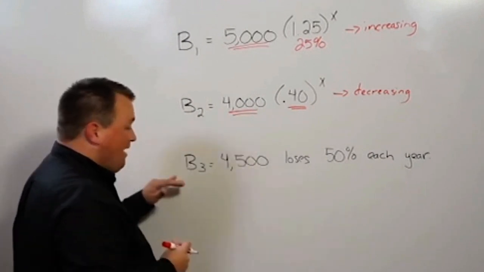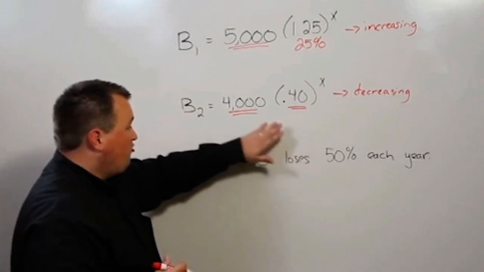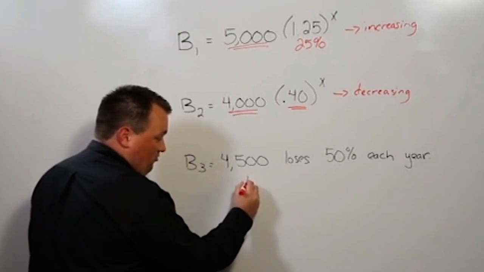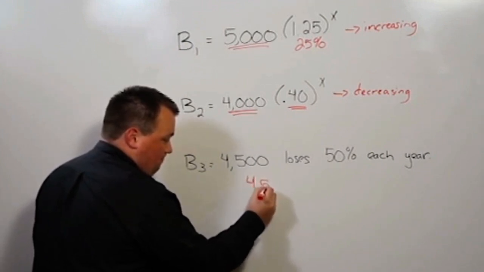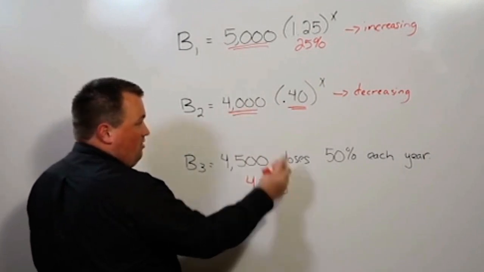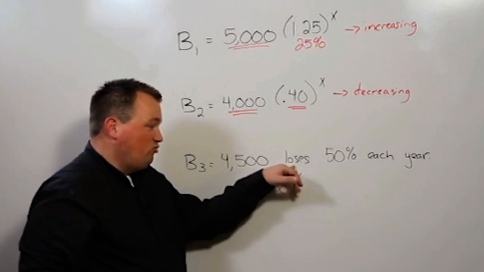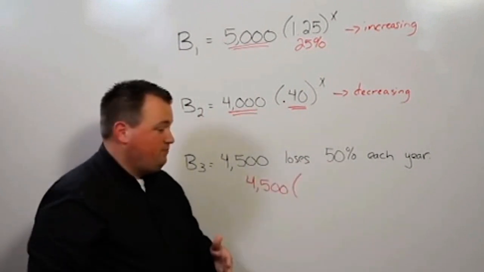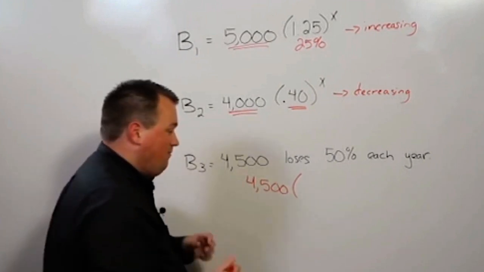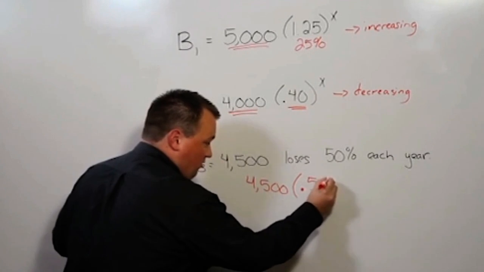So when I'm looking at boat three, I have it just in words, but not in the expression. So how can we make that happen? Here we have an initial value of 4,500, the same as we have with boats one and two at our initial value. Then we're multiplying by our percent of change. So here it says it's losing 50% each year. So if we are losing 50%, that means we are keeping 50%, expressed as 0.50.